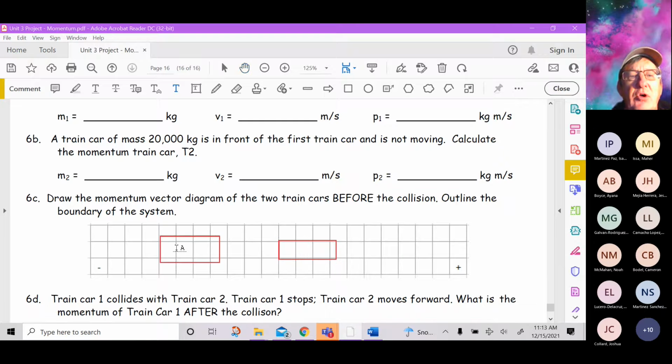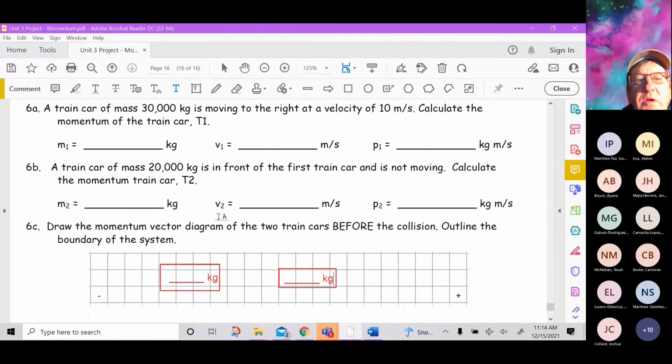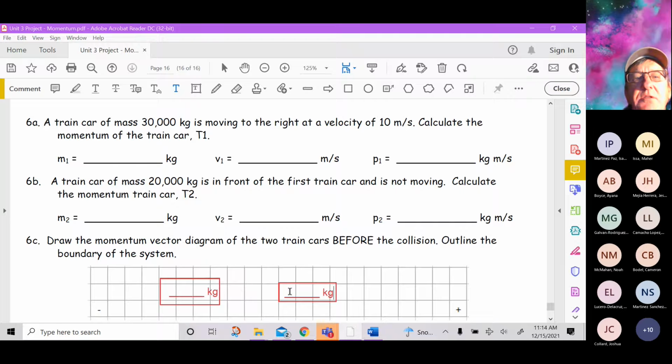And of course, I have to label its mass, blank, you get to fill this in, kg. Same thing for this one, for car number 2. Blank kg, fill that in. Go back to the correct problem to figure that out. Let's see, what's next? That's the masses.